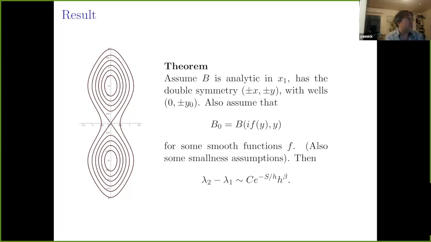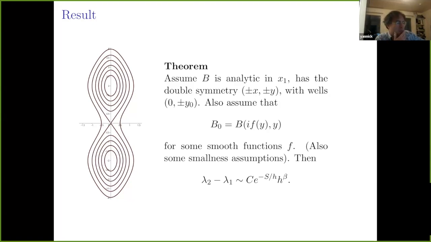Then we also have some smallness assumptions, which are more or less important. Basically, we're assuming that b varies between b0 and (1 plus epsilon) b0, so that it's really inside of a strip. And then we're also assuming that the derivative of b with respect to x1 has some kind of sign. These assumptions are more technical, so I'm not going to go into more detail. In any case, we then get the same conclusion: the difference between the first two eigenvalues is asymptotic to some exponentially small number.